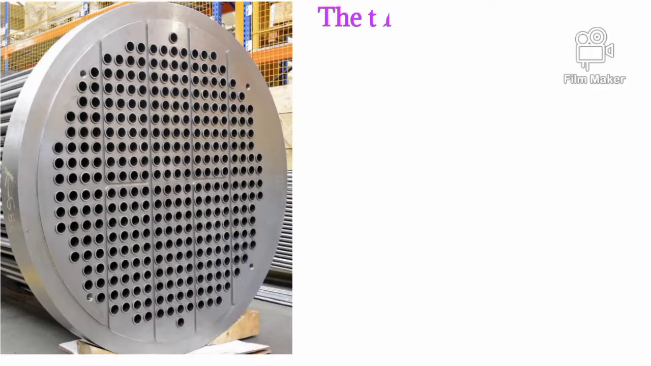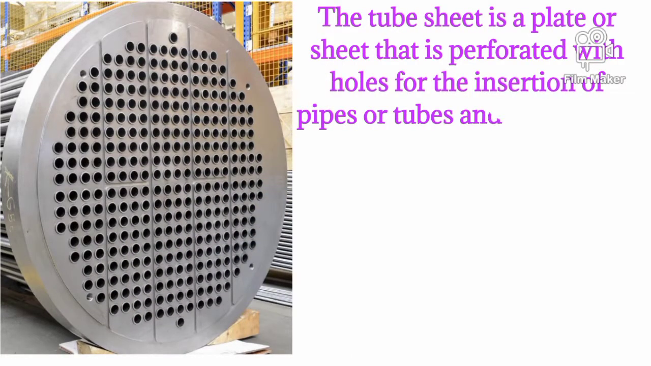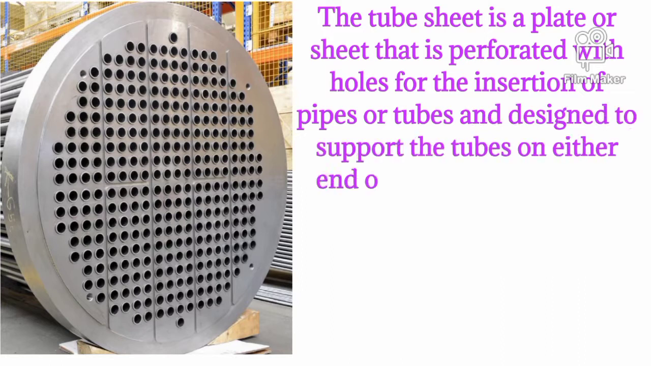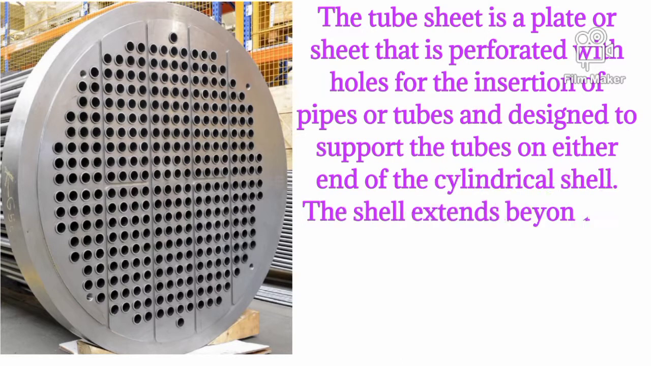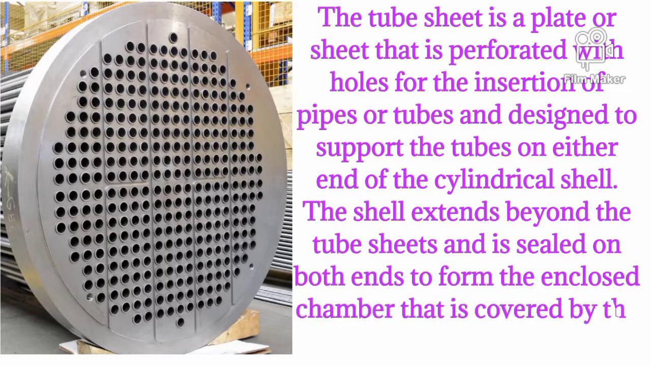The tube sheet is a plate or sheet that is perforated with holes for the insertion of pipes or tubes and designed to support the tubes on either end of the cylindrical shell. The shell extends beyond the tube sheets and is sealed on both ends to form the enclosed chamber that is covered by the heads.